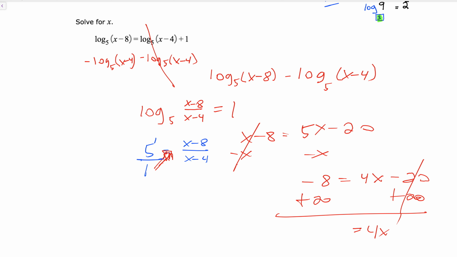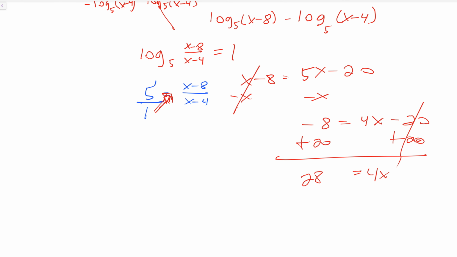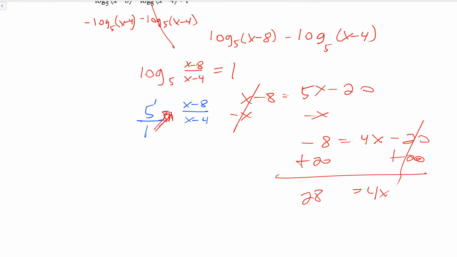And the thing about logs also is there's kind of more than one way to solve them. 28. I could have done this one differently. I could have solved it a different way. Oh yeah, I subtracted it wrong. It should be 12.